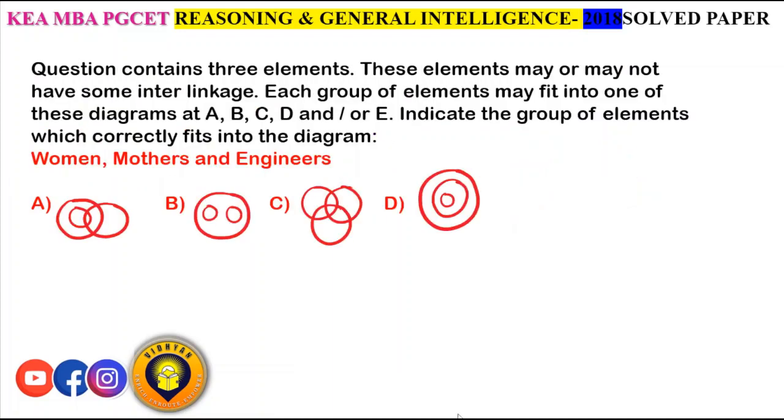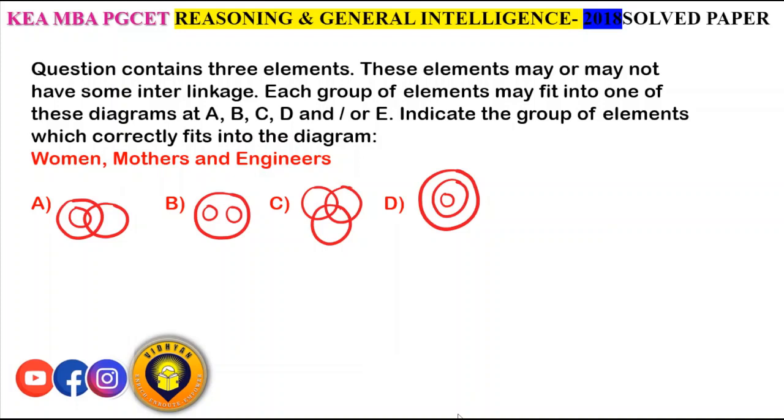Question contains three elements. These elements may or may not have some interlinkage. Each group of elements may fit into one of these diagrams at A, B, C, D. Indicate the group of elements which correctly fits into the diagram. Women, mothers, engineers. Okay, so here you have to say out of these four options, which diagram represent women, mothers and engineers.